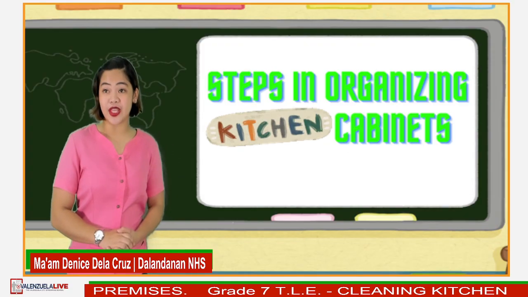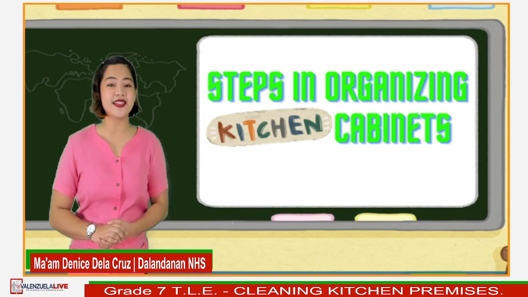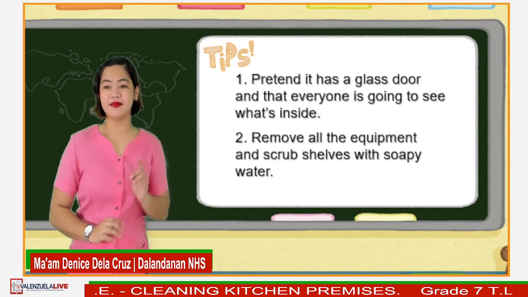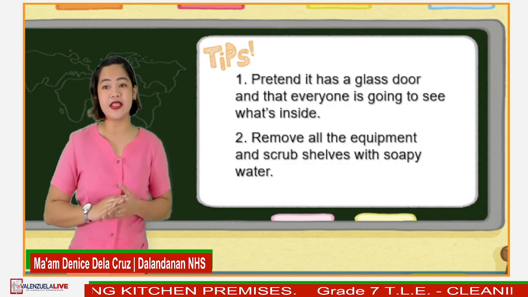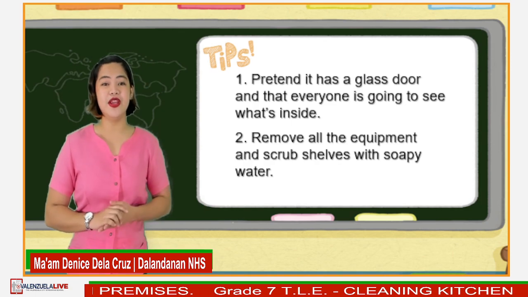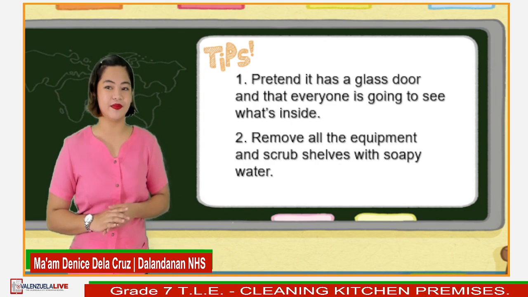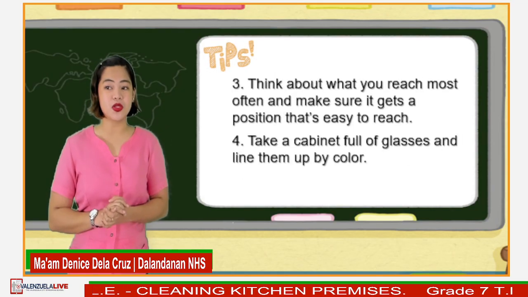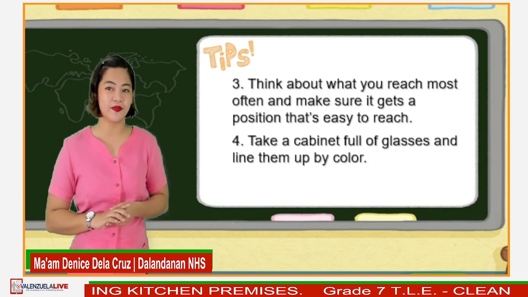Here are some tips in organizing your kitchen cabinets to make it aesthetically pleasing in the eyes. Number 1. Pretend it has a glass door and that everyone is going to see what's inside. 2. Remove all the equipment and scrub shelves with soapy water. Number 3. Think about what you reach most often and make sure it gets a position that's easy to reach.